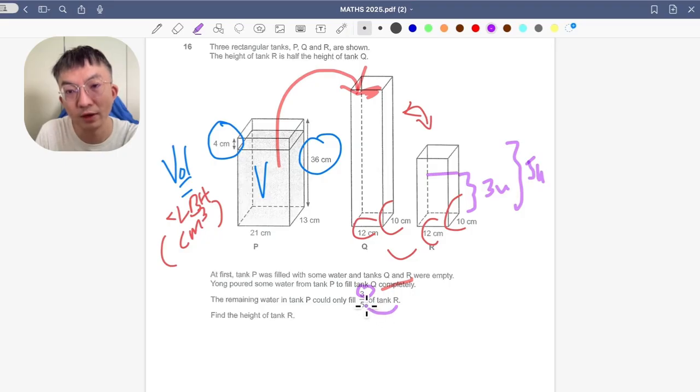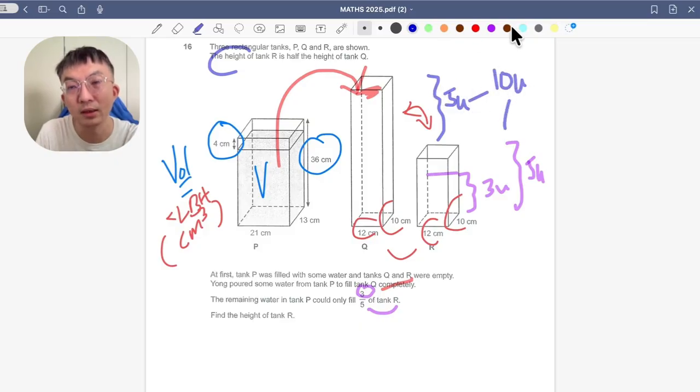So you can assign 5 units to R. And it says that the height of R is actually half, which means this is another 5U, and the total will be 10 units. So one of the things that I teach my P6ers is that the purpose of the numbers, when you have units, is to find 1U. That means all these numbers are to find 1 unit. We will see how it goes.